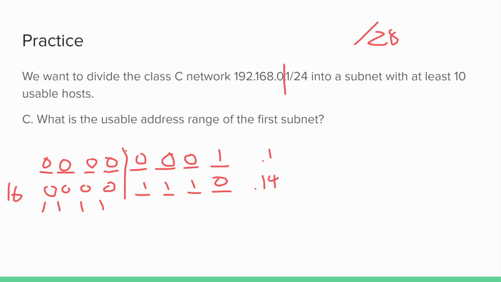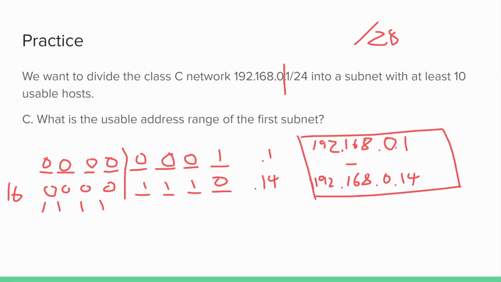So our range of usable addresses for the first subnet is going to be 192.168.0.1 here, all the way to 192.168.0.14. And that's going to be our usable address range.